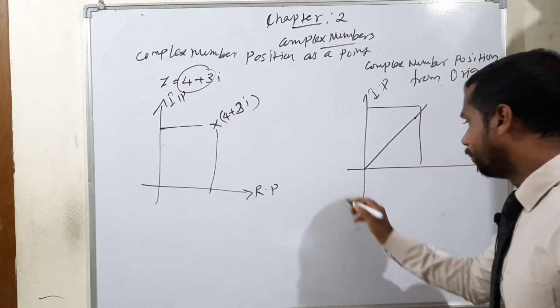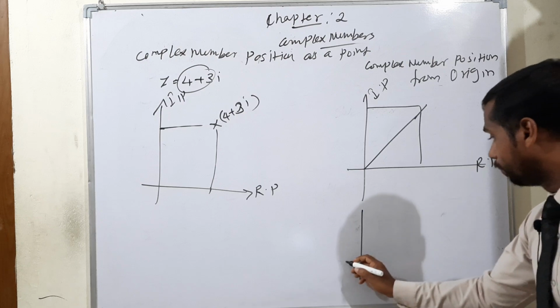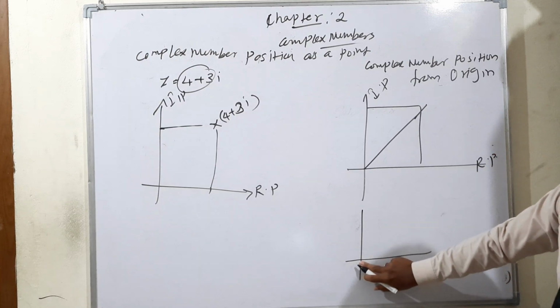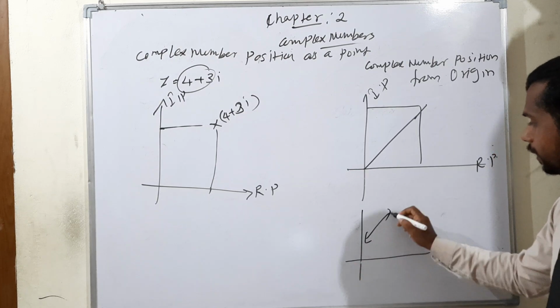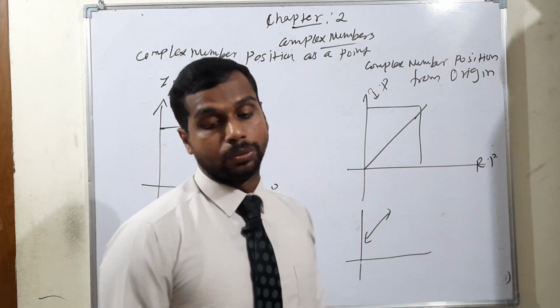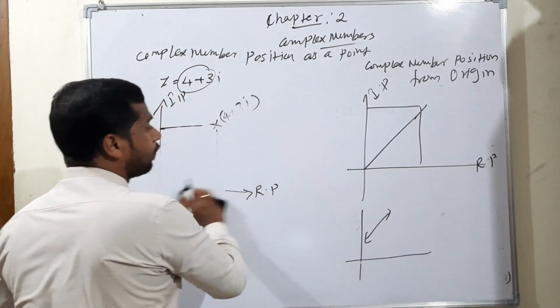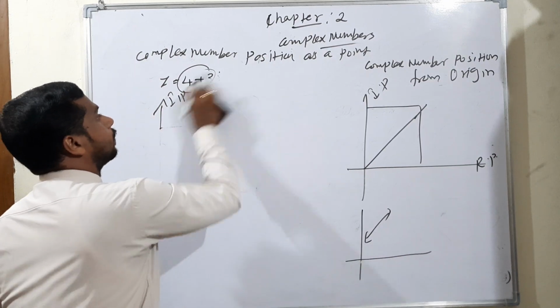Then without origin means the same one. Without origin means definitely it won't meet at the origin, so one particular distance will be met. That is called a complex number and its position without origin. Okay, that is also important. Then I will move on to properties of complex numbers.